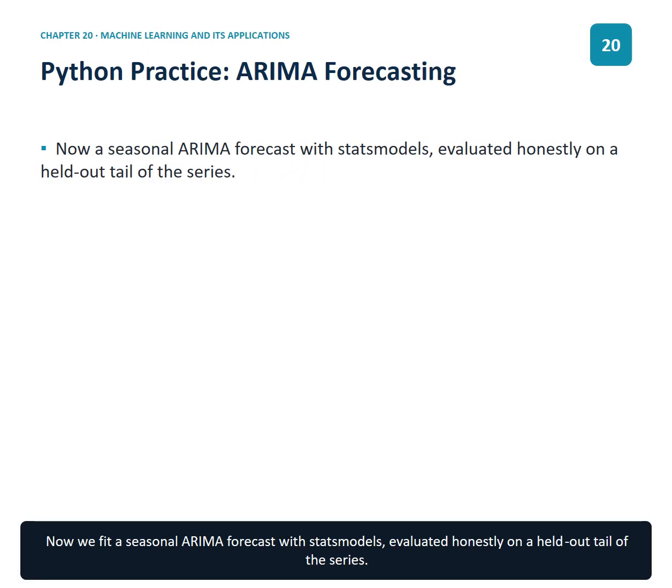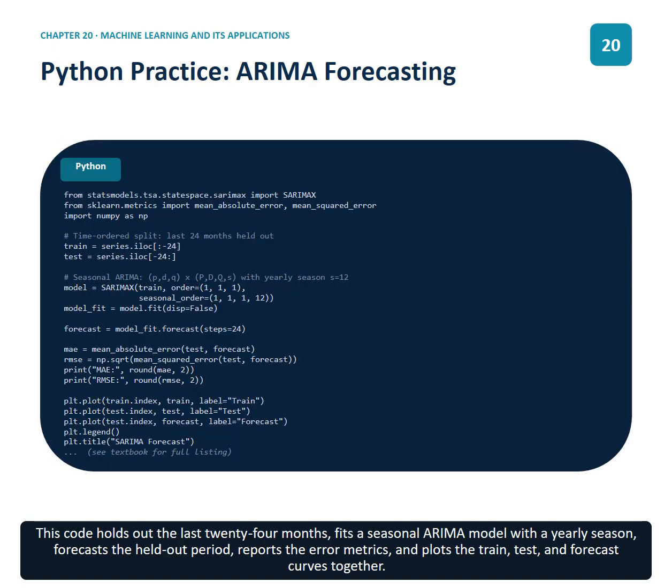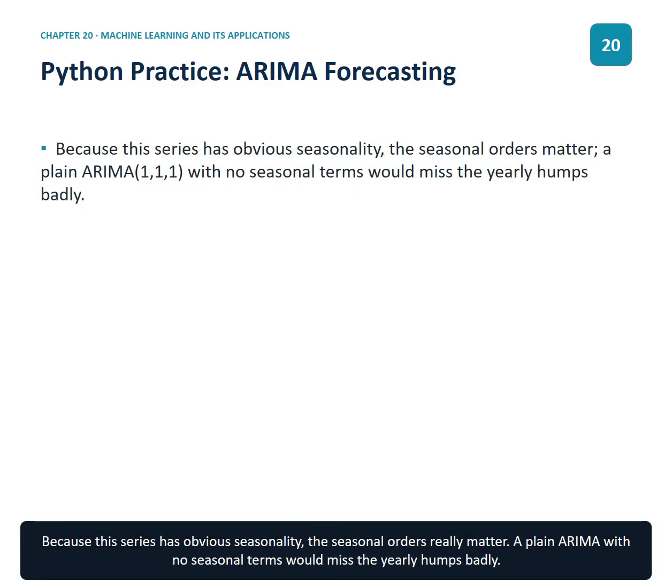Now we fit a seasonal ARIMA forecast with statsmodels, evaluated honestly on a held-out tail of the series. This code holds out the last 24 months, fits a seasonal ARIMA model with a yearly season, forecasts the held-out period, reports the error metrics, and plots the train, test, and forecast curves together. Because this series has obvious seasonality, the seasonal orders really matter. A plain ARIMA with no seasonal terms would miss the yearly humps badly.